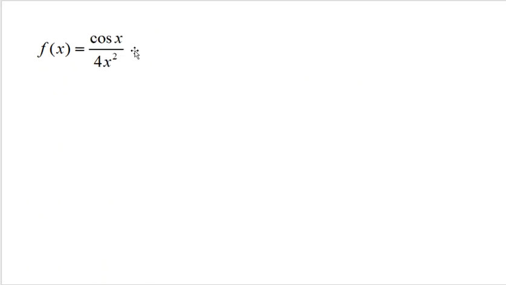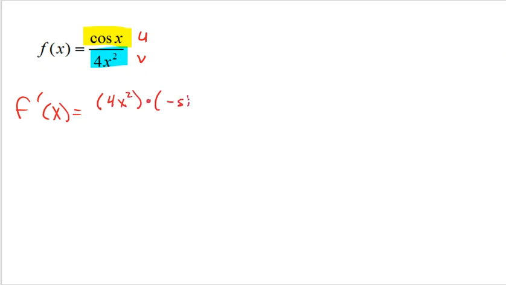All right, next problem here. Now I got some trig involved in this, but I definitely have one function in the numerator, one function in the denominator. You can go ahead and call that u and v if you want to follow the formula. Very, very simple here to find the derivative. All right, I'm going to take v. Leave it alone, 4x squared. Multiply by the derivative of u. The derivative of cosine is negative sine. That's one of those ones you just got to memorize.